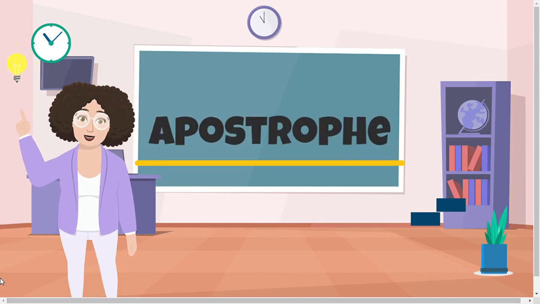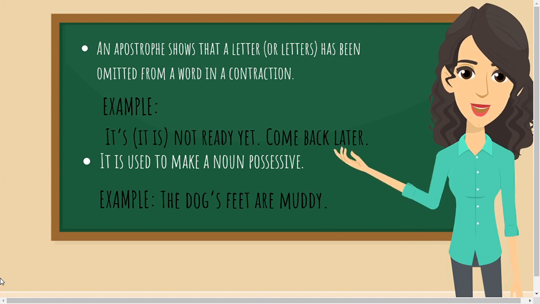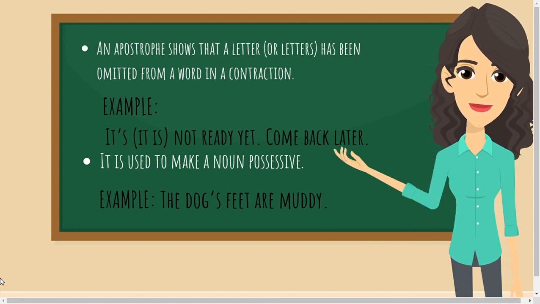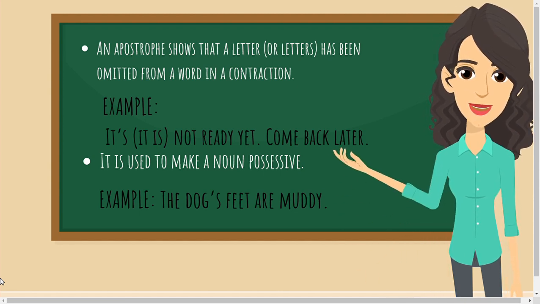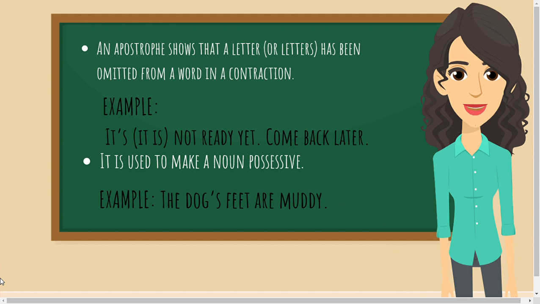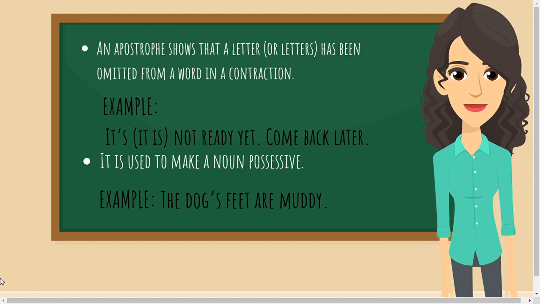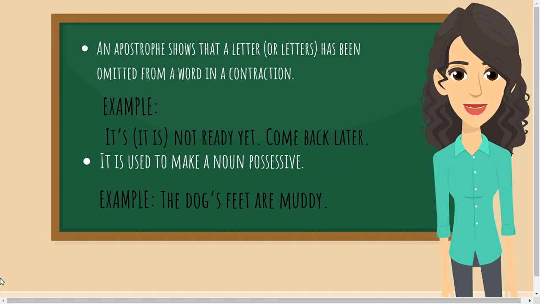When do you use an apostrophe? An apostrophe is the mark written to indicate that one or more letters have been left out of the word. An apostrophe has two main functions. First, it shows that a letter, or letters, has been omitted from a word in a contraction. For example, "It's not ready yet." Also, it is used to make a noun possessive. For example, "The dog's feet are muddy."